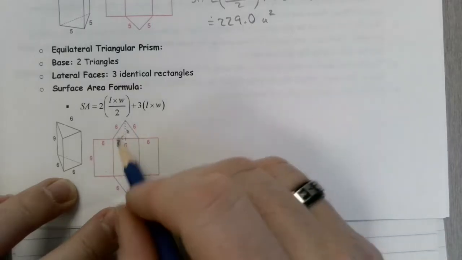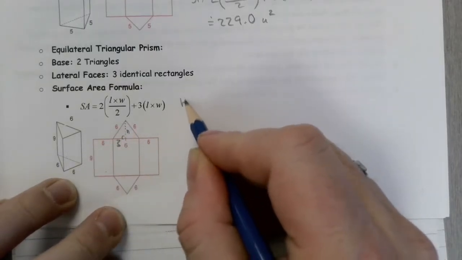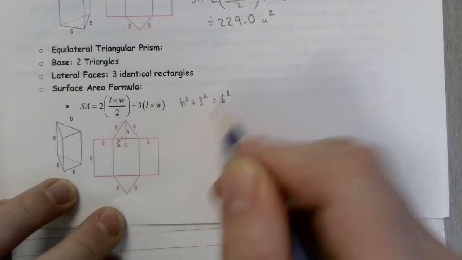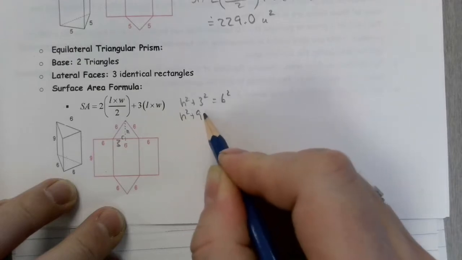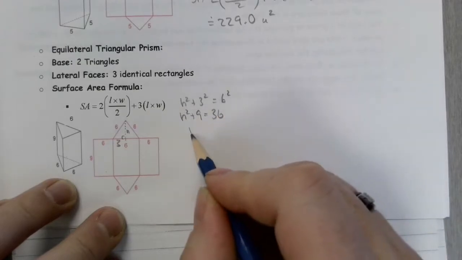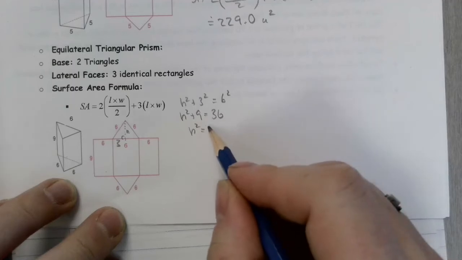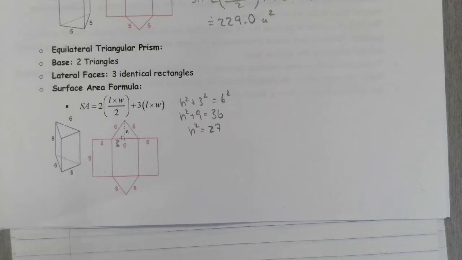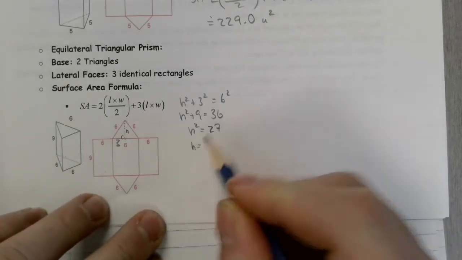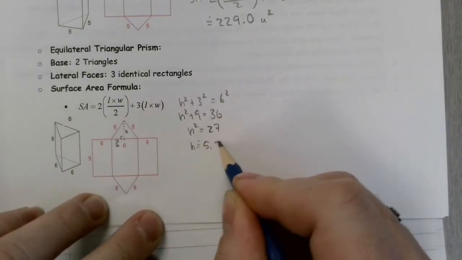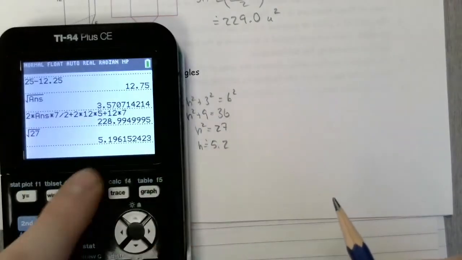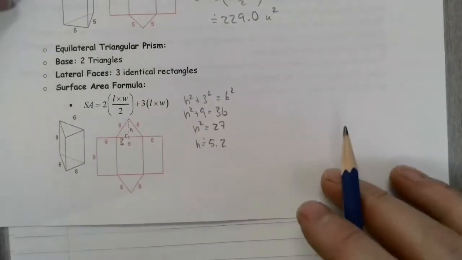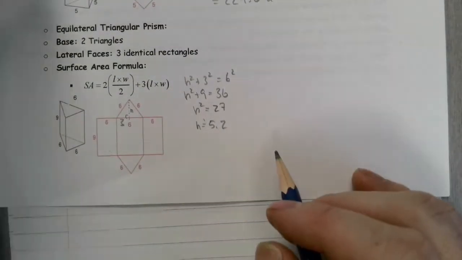So again, I can use the Pythagorean theorem to figure out what the height is. I know that h squared plus my 3 squared will equal the hypotenuse squared, 6 squared. So h squared plus 9 will equal 36. So h squared is going to be 27. And so when I take the square root of 27, I get roughly 5.2. Okay, so there's my answer right there. I had to round that a little bit, but that's okay. Again, I'm going to use the decimal that's on the calculator, not the 5.2.